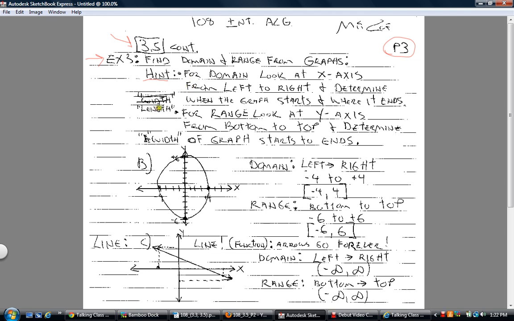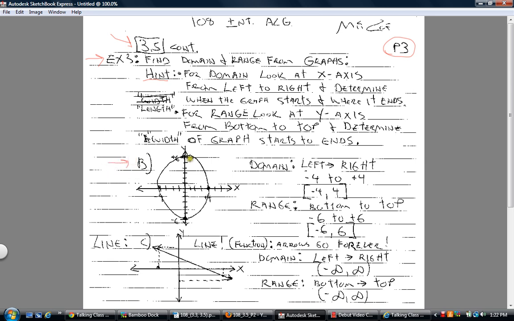Think of the length. Now for the range, look at the y-axis and you're going to go from bottom up to top, and you're going to find the smallest and the largest, and again you're going to use interval notation. Think of the width of the graph. Okay, so let's go ahead and start a couple of these here.